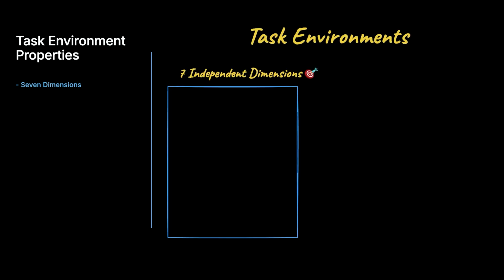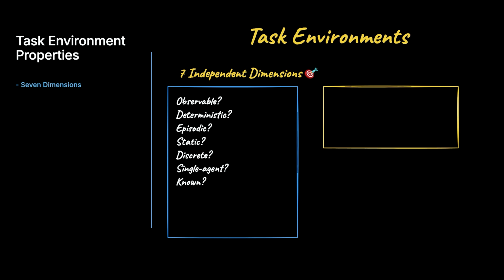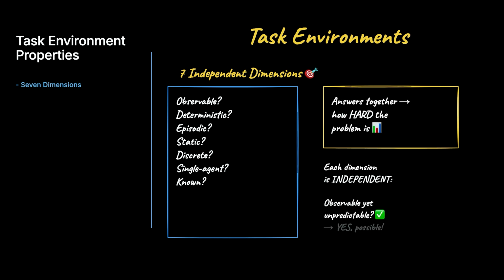Now we reach one of the richest topics, the properties of task environments. Artificial intelligence classifies every world along 7 independent dimensions. Think of each as a question you ask about the world, and the answers together tell you how hard the problem is. Because they are independent, a world can be observable yet unpredictable.